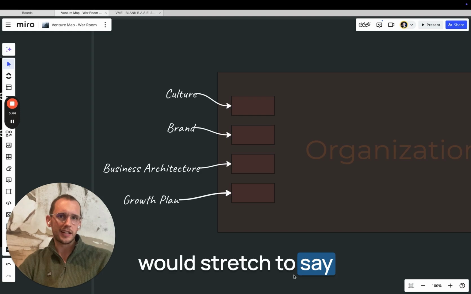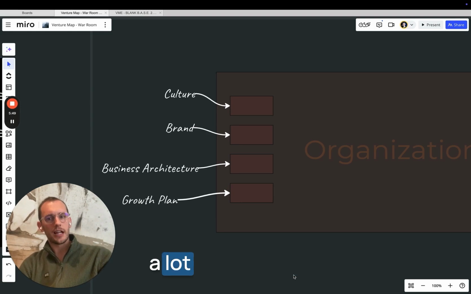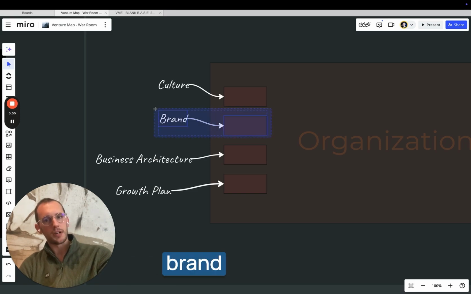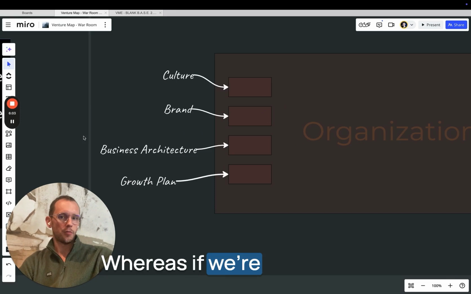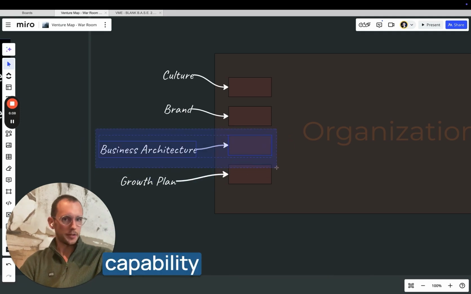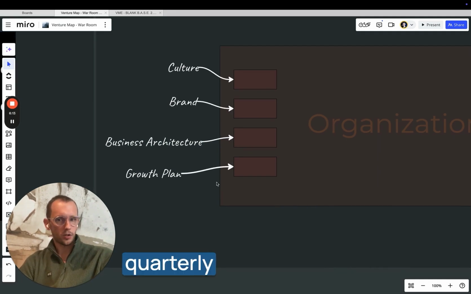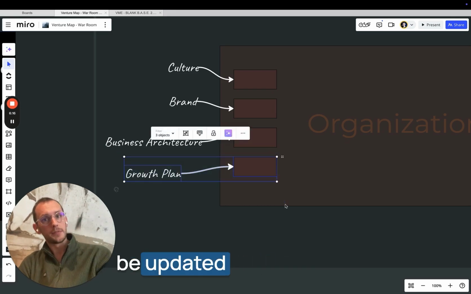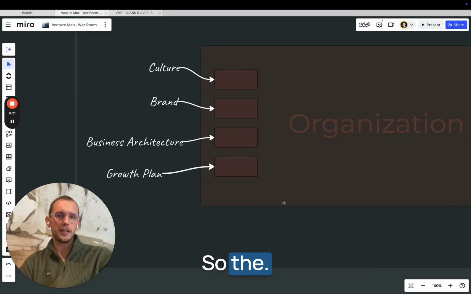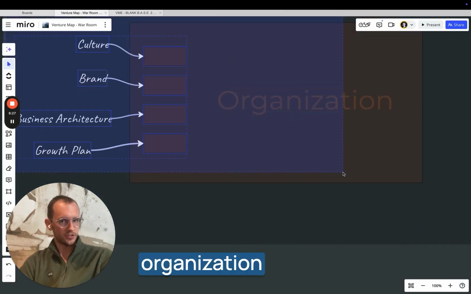Further, I would stretch to say a lot of it would be reviewed and fine-tuned. We wouldn't see a lot of significant adjustments to things. For example, if we have a really well-established brand identity, whereas if we're working on a strategy and initiative and capability cross map within our business architecture, that's something that may be updated on a quarterly basis. And the growth plan, in fact, may be updated on a monthly or even biweekly basis, depending on a few factors. So the static collateral definition generally applies to our organization space.